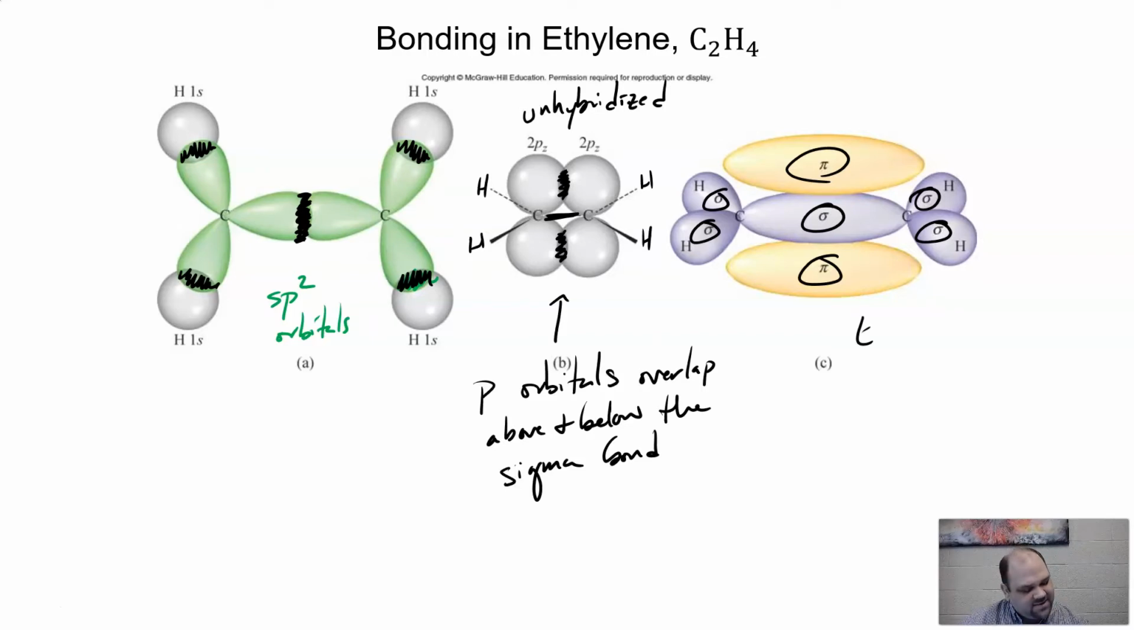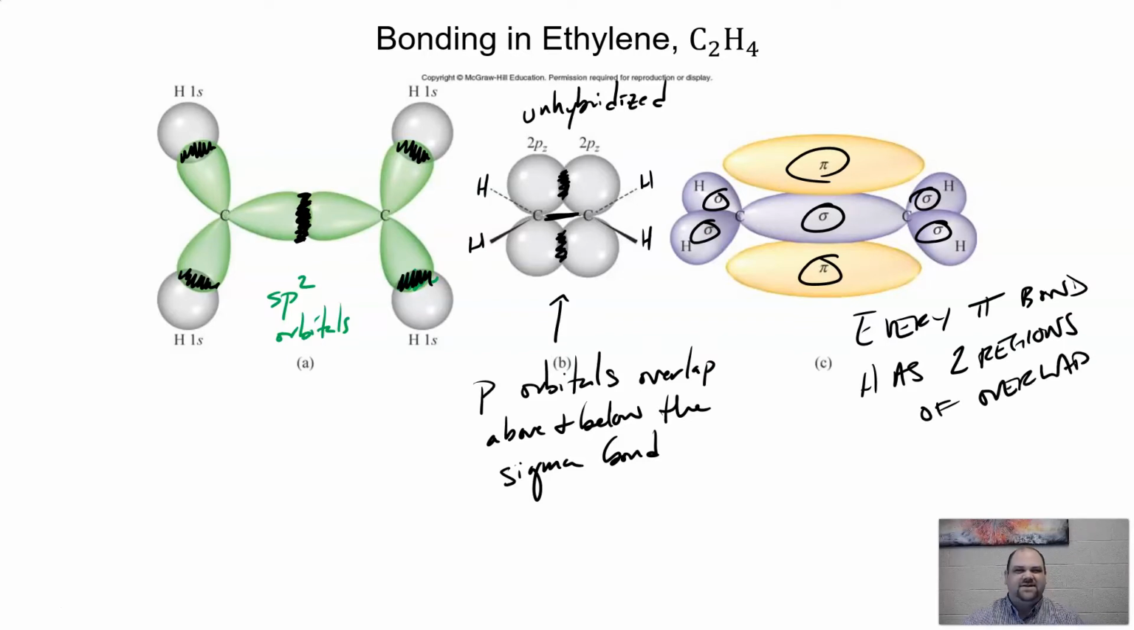Every pi bond has two regions of overlap. Every sigma bond has just one region. Every pi bond has two regions. And so when we think about a single bond, that's what we have over here between carbon and hydrogen. Right? That's just one sigma.